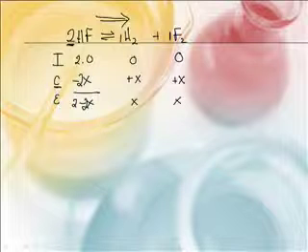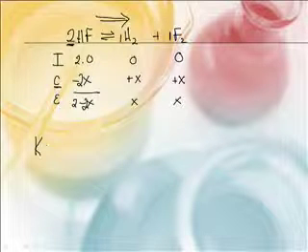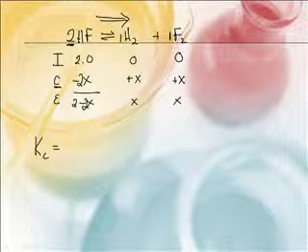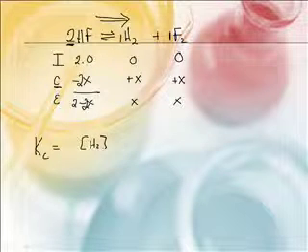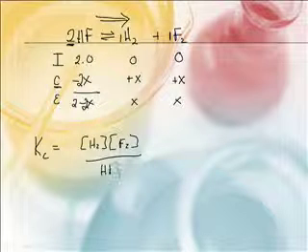Okay. So now we can use our K expression. Now our K, this would be a Kc because we're dealing with molarities or concentrations, would be equal to the concentration of the hydrogen times the concentration of the fluorine over the concentration of the hydrofluoric acid squared.